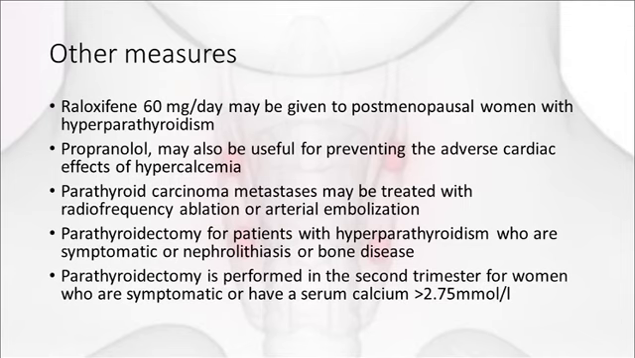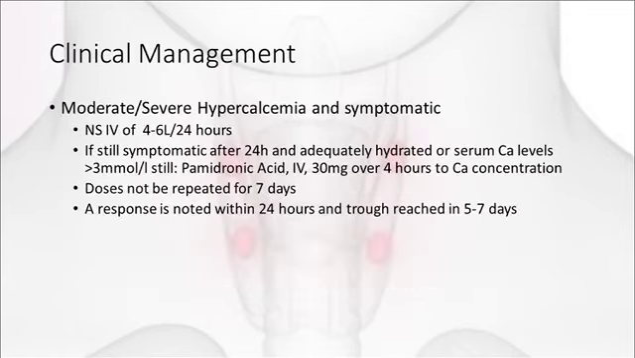Parathyroidectomy for patients with hyperparathyroidism who are symptomatic or have nephrolithiasis or bone disease can be considered. Parathyroidectomy is performed in the second trimester for women who are symptomatic or have high serum calcium levels of more than 2.75 millimoles per liter.